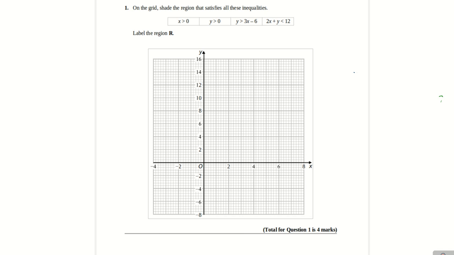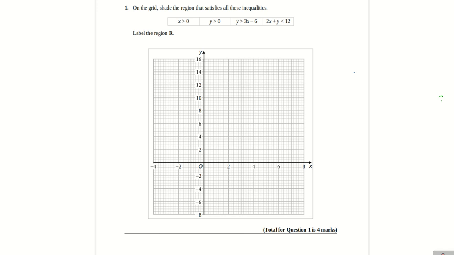Shade the region that satisfies those four inequalities. Now we're going to have to draw four lines corresponding to the equations equivalent to those inequalities. So we're going to have to draw the line x equals 0, the line y equals 0, the line y equals 3x minus 6, and the line 2x plus y equals 12. And then we're going to shade on the side of the line which satisfies the inequality, and we should be left with an unshaded region, which is the region that we want.